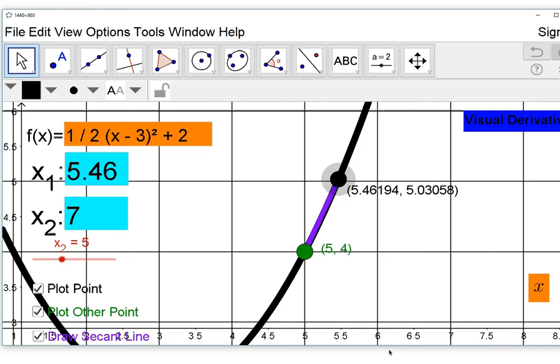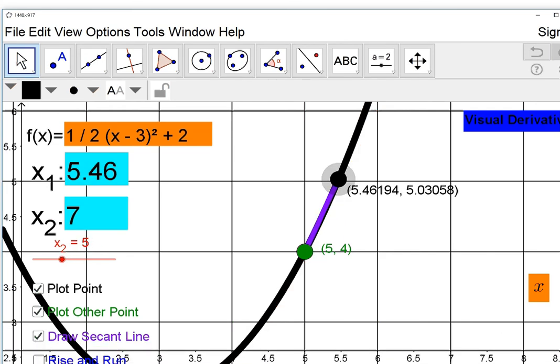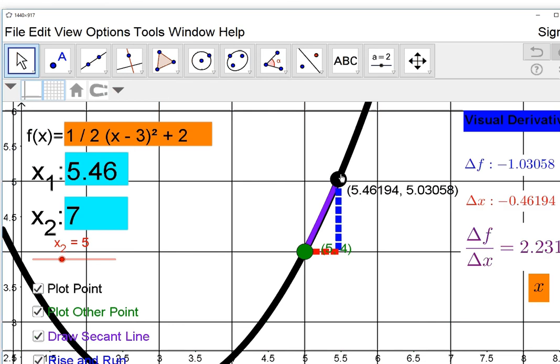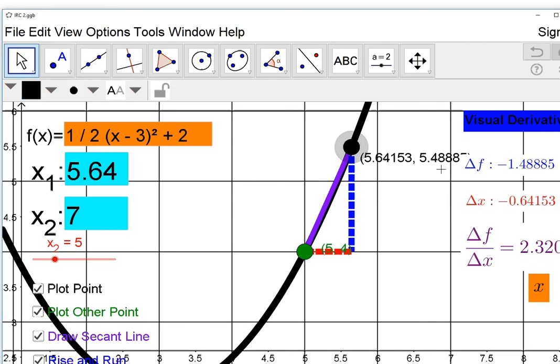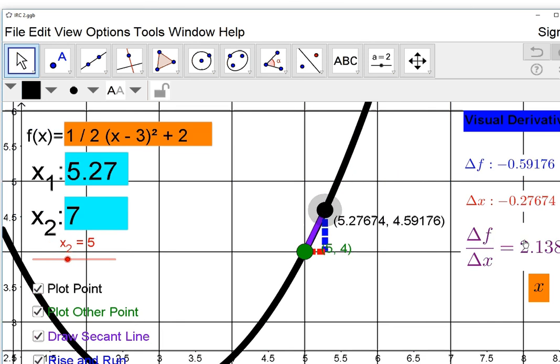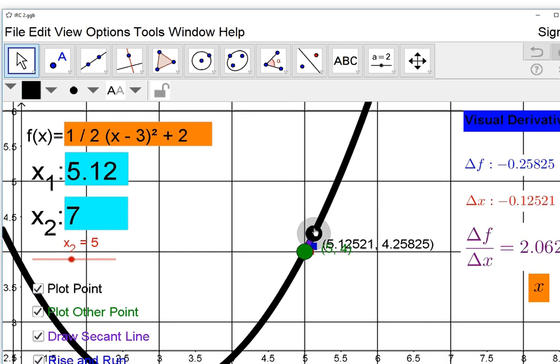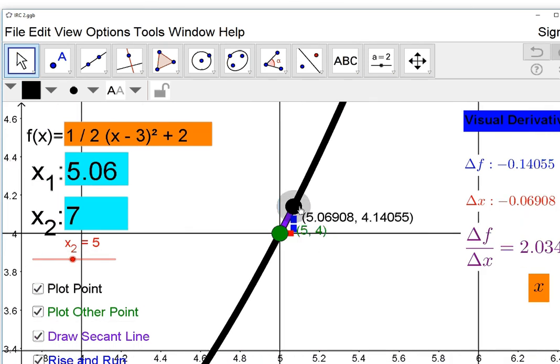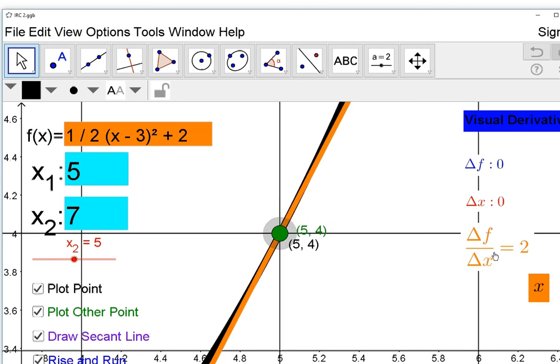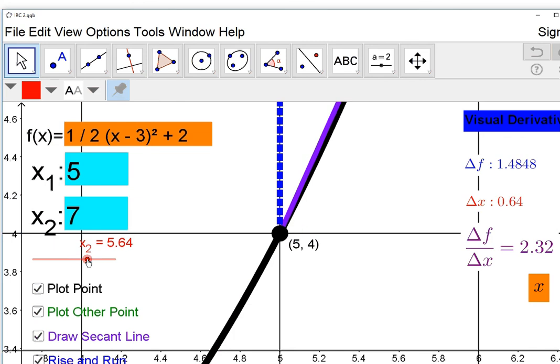Okay, so that's going to be it for this example. I would say take this app, play around with it a little bit. Notice your change in y over your change in x, and notice that the slope of that secant line gets closer and closer to the slope of the tangent line as these points get closer to each other until it ends up right on top of it and those slopes are the same.